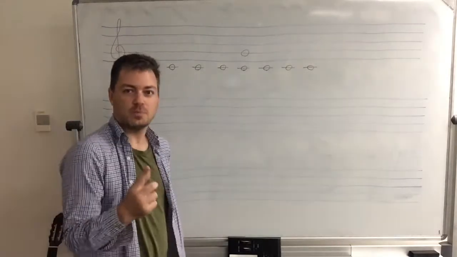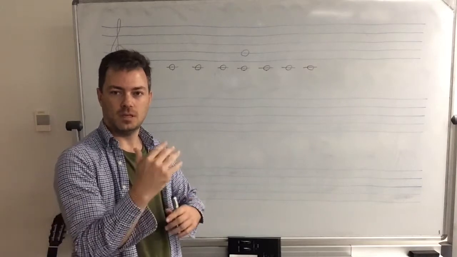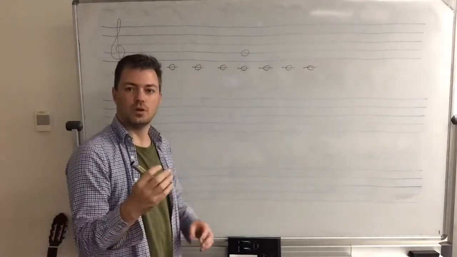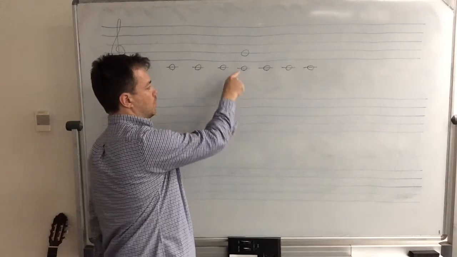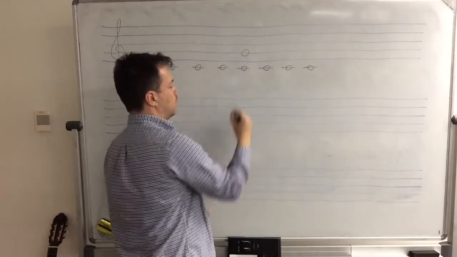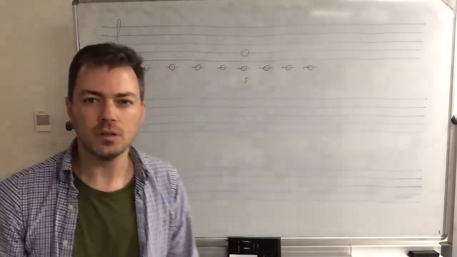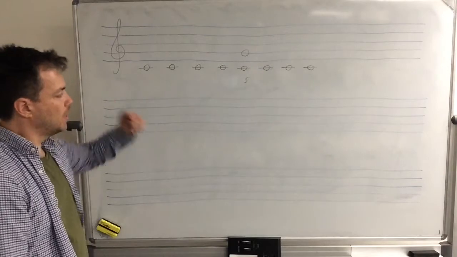So the first part of an interval is the number of notes it is. I'm going to do it first and then I'll explain it. So the first note is going to be 1, 2, 3, 4, 5. So that is what we call a fifth. I'm just going to put a 5 there. Hopefully you can see that, yeah.